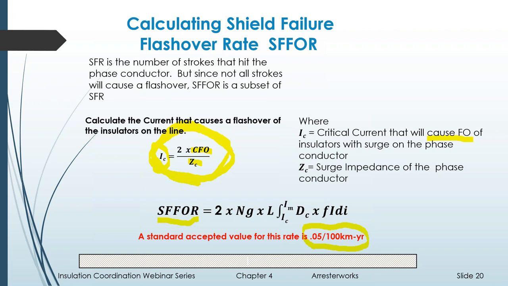So I get it. I kind of wish that in our insulation coordination guides, we would have I sub C shield failure and I sub C backflash failure. But this one here is strictly the current coming down the stroke. All right, to the next slide.